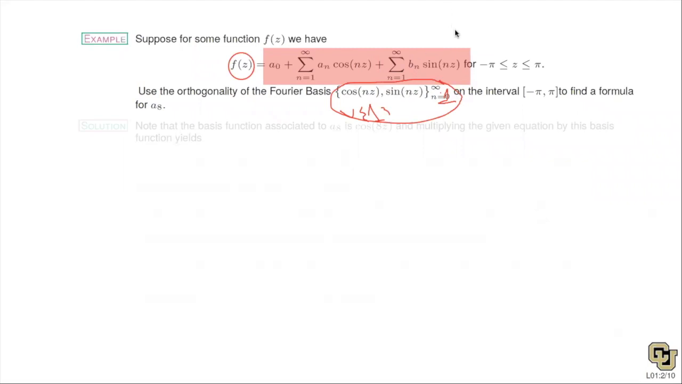Anyway, this is called a Fourier series. It's a linear combination of all the basis elements. Think of a sub 0 as a sub 0 times 1. And then here a sub n is multiplying all the cosine basis elements.